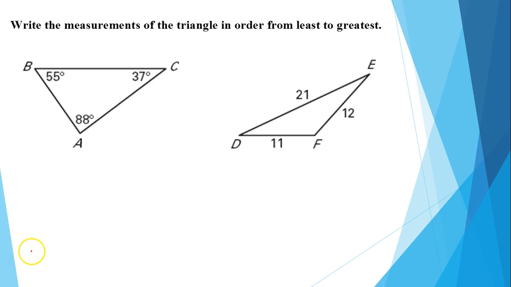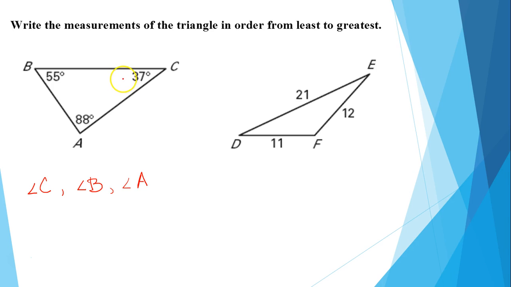Okay, so here is a couple of problems from section 5.5. It asks us to write the measurements of the triangle in order from least to greatest. So let's start with our angles, since we have the measurements of our angles in our triangle. Angle C is the smallest, so angle C. Just going to list these angles from least to greatest. Then angle B is the next one. Then angle A.